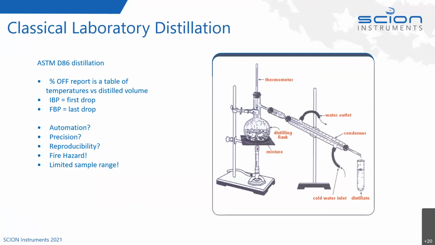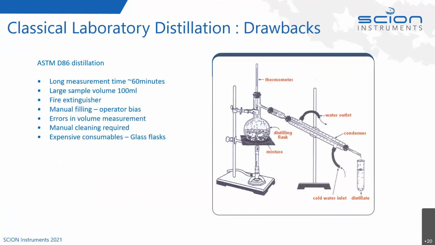But there are some drawbacks: automation, precision, reproducibility, the fire hazard, and also limited sample range. Some of these devices will easily use up 100 mils of sample because it's quite a large sample, so it is quite a fire hazard. Measurement time is about 60 minutes, and it's 100 mils you're going to need.